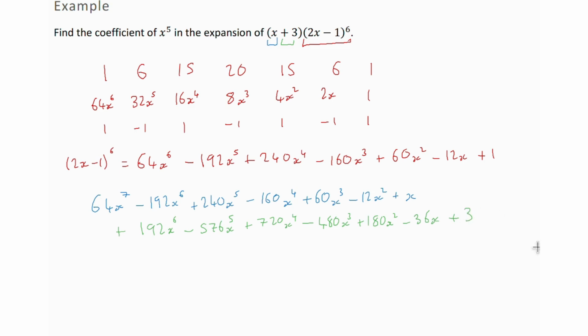So this is the whole expansion of x plus 3, 2x minus 1 to the 6. Now we're interested in the coefficient of x to the 5, which is going to be this bit here. So these two bits simplified. So our final answer is going to be the coefficient of x to the 5 is 240 minus 576, which is equal to minus 336. Now that is a perfectly valid way of doing this.